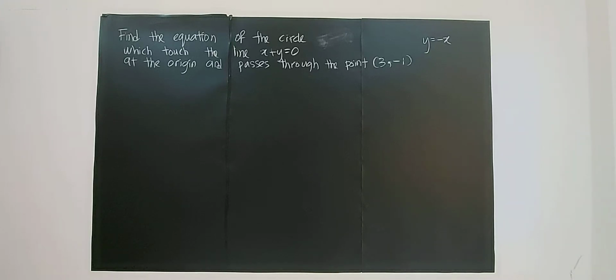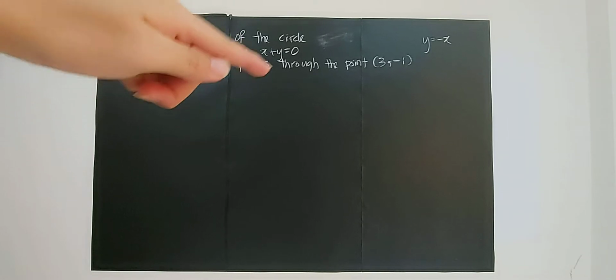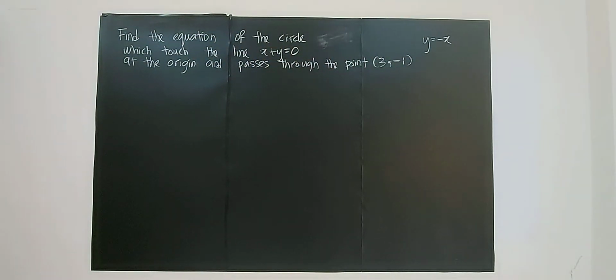Let's discuss these examples. These examples involve finding the equation of a circle which touches the line x plus y equals 0 at the origin and passes through the point (3, -1). I need to tell you that this question is different from the previous example, as it involves the knowledge and concept of tangent and normal in helping us find the equation of the circle.